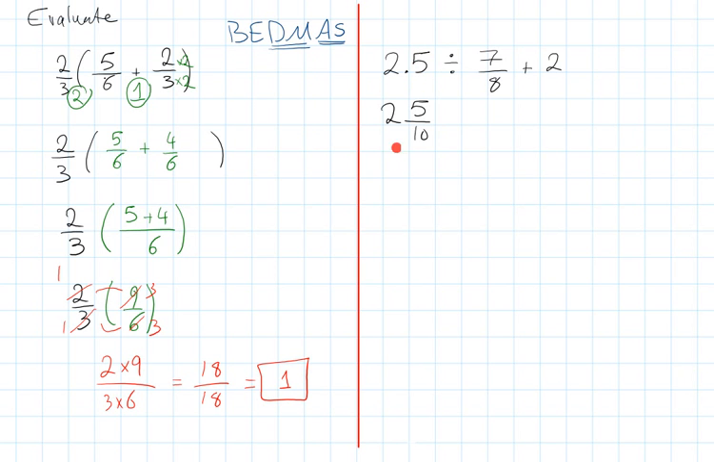That's one way. Somebody might say it's 2.5, and they know 0.5 is a half, and they can say 2 and a half. That is correct, that's not wrong, but we will do that next before we start working with this problem: 2.5 divided by 7/8 plus 2.